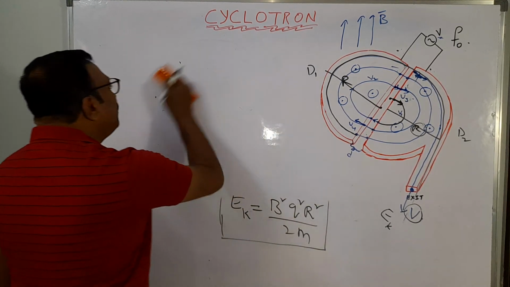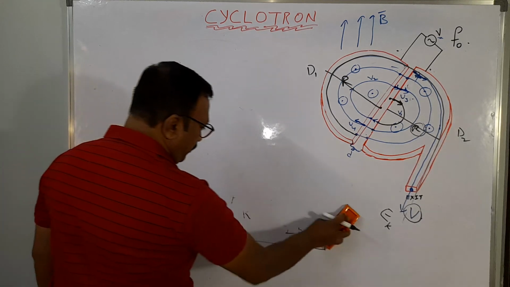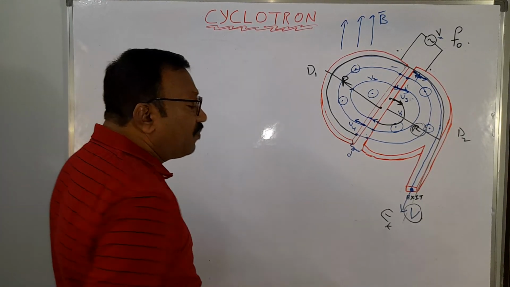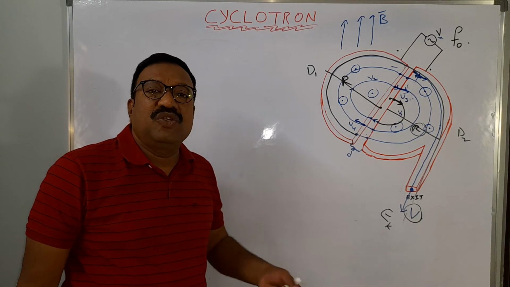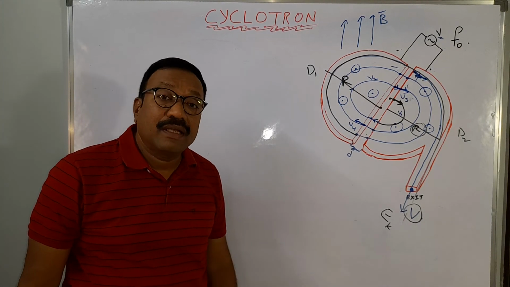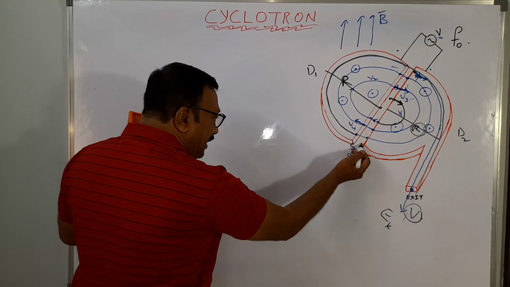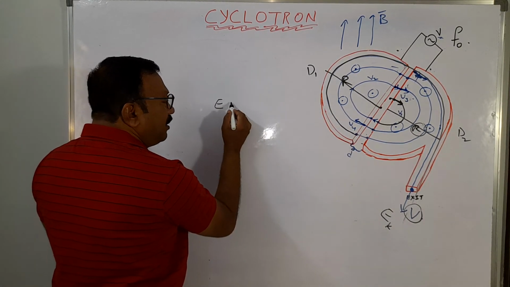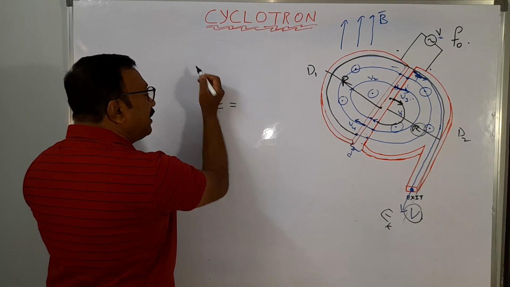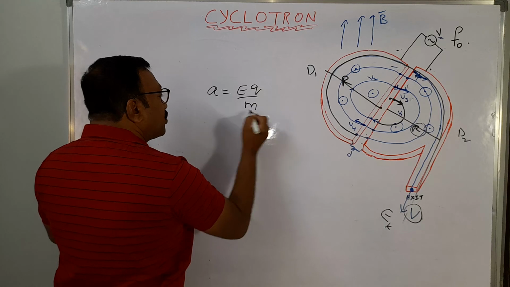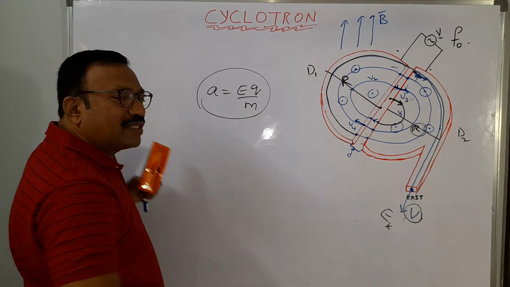So what are the limitations of this cyclotron? What are the limitations of cyclotron? See, if you want to accelerate a neutron, you cannot. Why? A neutron cannot be accelerated. See, between the electric field E, you are writing F is equal to Eq, acceleration is Eq divided by m. So, who is increasing the velocity of a charged particle?